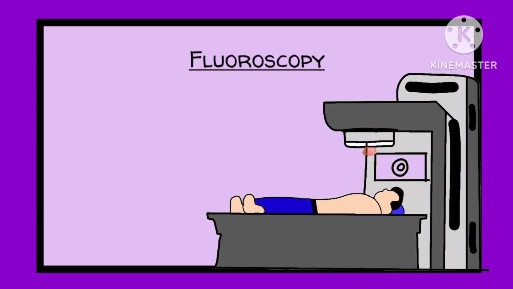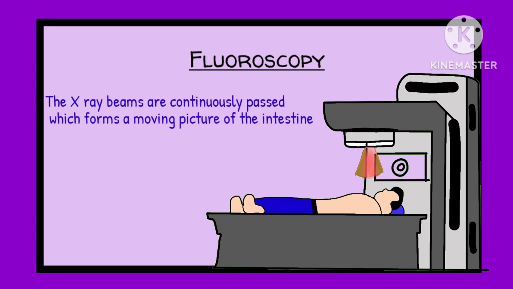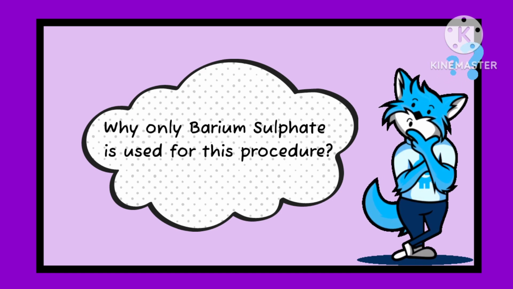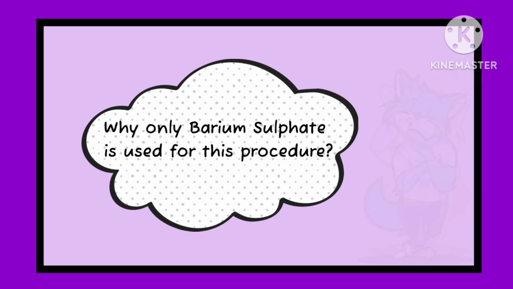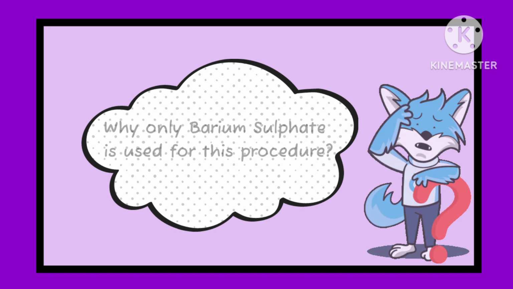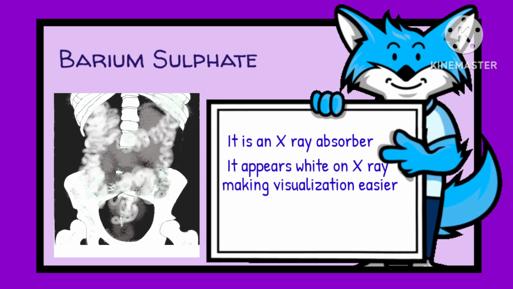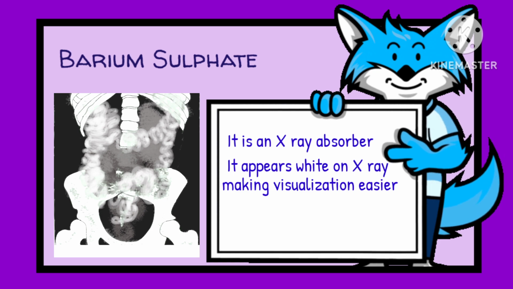Fluoroscopy is also commonly used with this procedure. In fluoroscopy, the X-ray beams are continuously passed to give a moving image or video. Thus, you can visualize the intestine in real time as the fluid passes through it. Now, a question that may come to your mind is why only barium sulphate is used. Why not any other dye? The reason is simple. Barium is an X-ray absorber and appears white on an X-ray film, which makes visualization and interpretation easier.